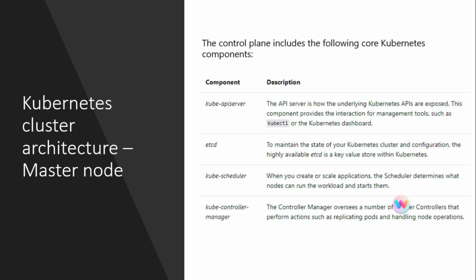Now we will try to understand what is the API server, what is its functionality. This component provides the interaction for management tools such as kubectl or the Kubernetes dashboard. etcd is the brain of the cluster, and this is to maintain the state of your Kubernetes cluster. And kube scheduler: whenever you create or scale applications, the scheduler determines what nodes can run the workload and starts them accordingly.